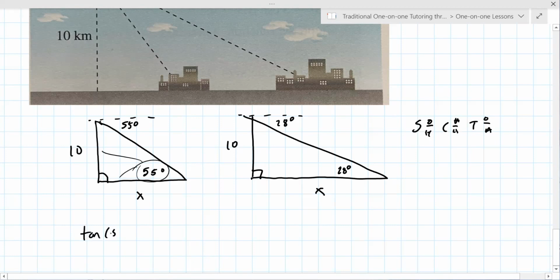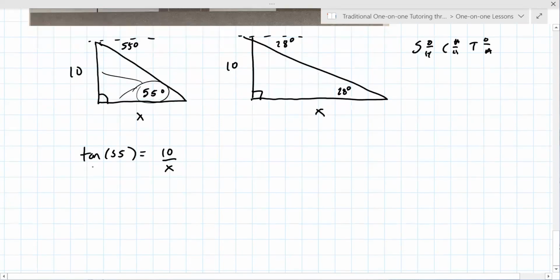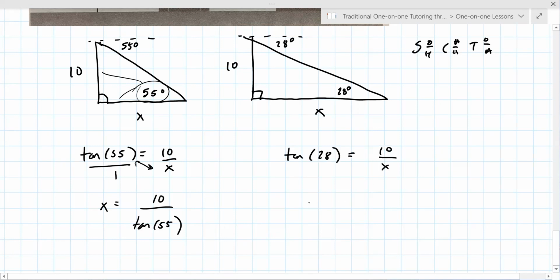Tangent. So tangent of 55 equals 10 over x. Now you can actually swap positions with the tangent 55 and the x. You can multiply both sides, but you literally just swap those positions. So x is 10 over tangent 55. And you do the same thing over here. You do tangent of 28 equals 10 over x. So x equals 10 over tangent of 28. You get those numbers.